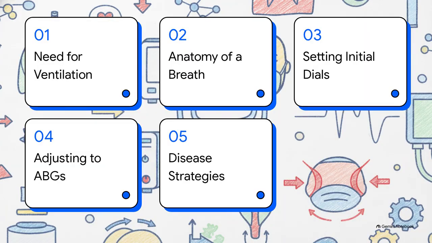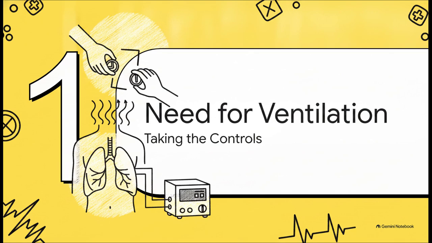So here is our flight plan for today. We're going to cover the need for ventilation, deconstruct the anatomy of a breath, look at setting those initial dials, making course corrections with blood gases, and finally, executing disease-specific strategies. Let's dive right into Section 1, the need for ventilation, why we take the controls.